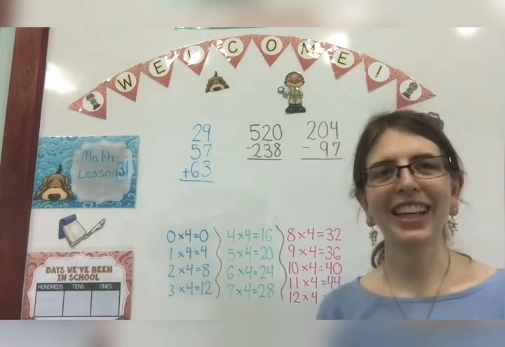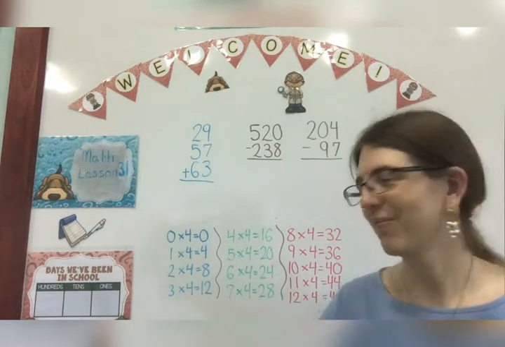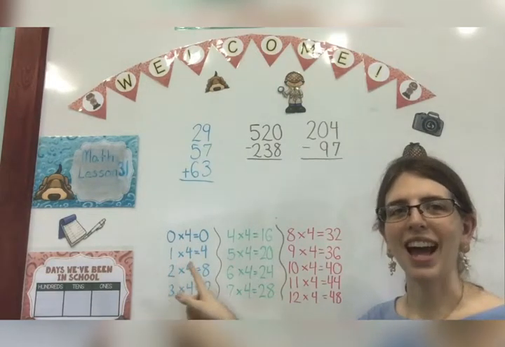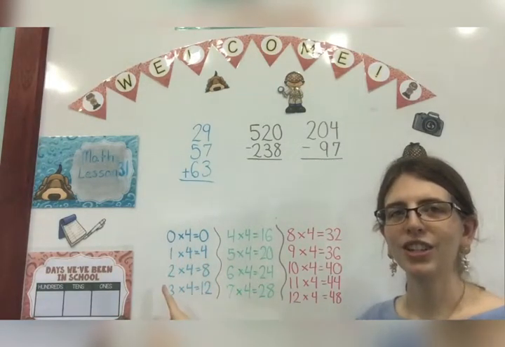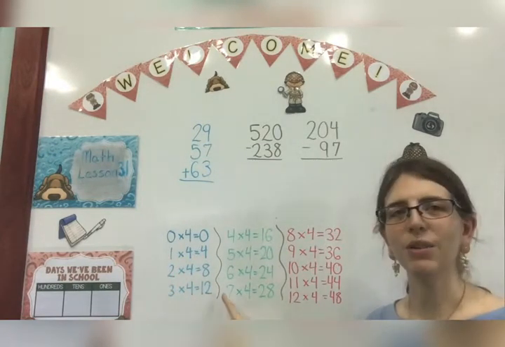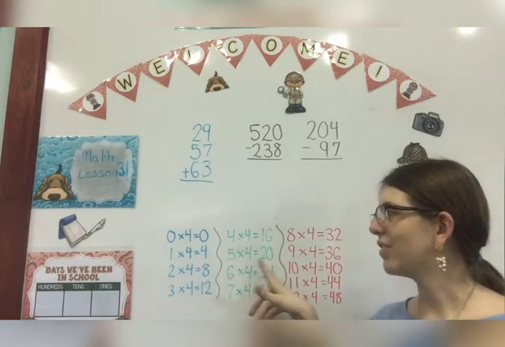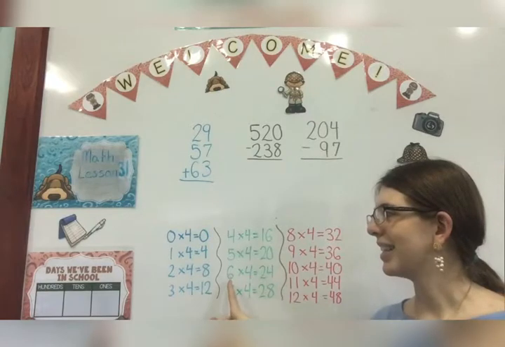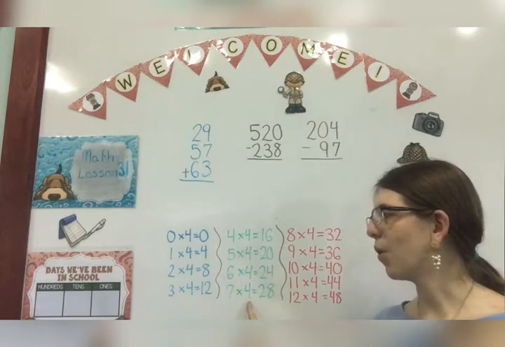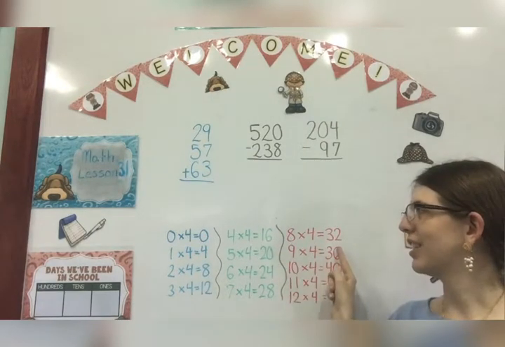Okay, let's look at our times 4 tables before we start the lesson for today. 0 times 4 equals 0. 1 times 4 equals 4. 2 times 4 equals 8. 3 times 4 equals 12. 4 times 4 equals 16. 5 times 4 equals 20. 6 times 4 equals 24. 7 times 4 equals 28. 8 times 4 equals 32.